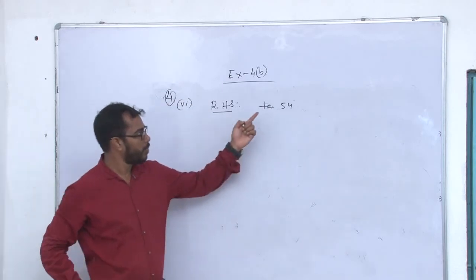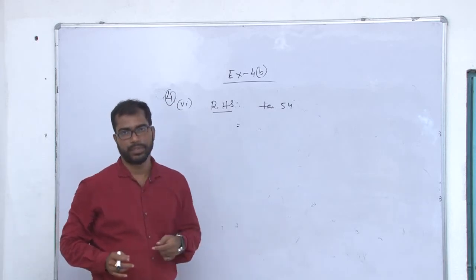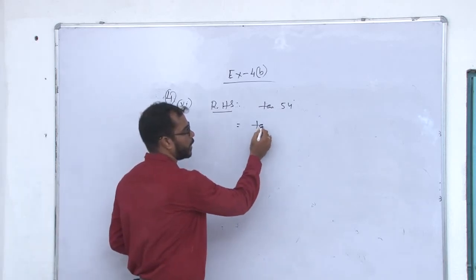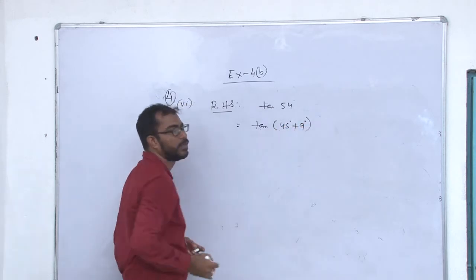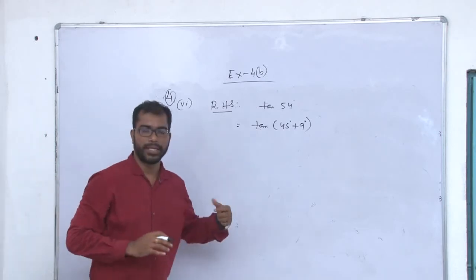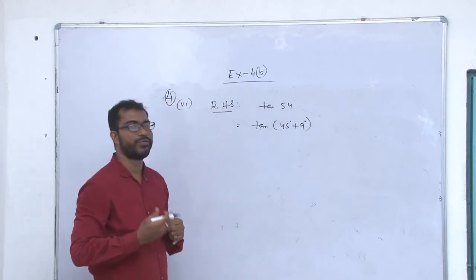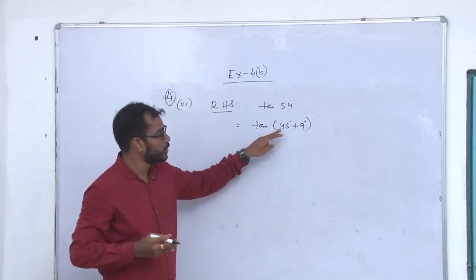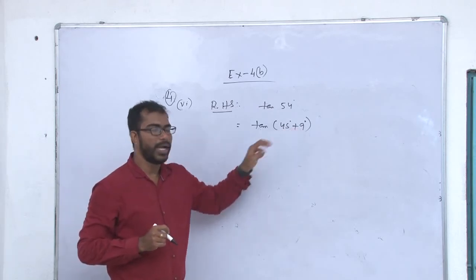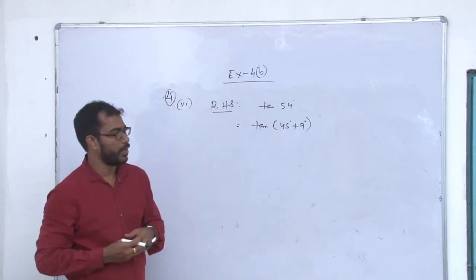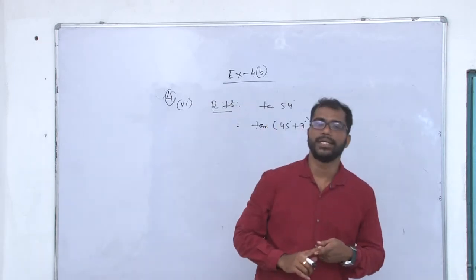No, because we do not have the value of 54, but we can express 54 as 45 degrees plus 9 degrees, because the LHS part is in terms of 9. Here 45 is in our standard angle tables and 9 is in the LHS part. So we can express 54 degrees as 45 degrees plus 9 degrees.